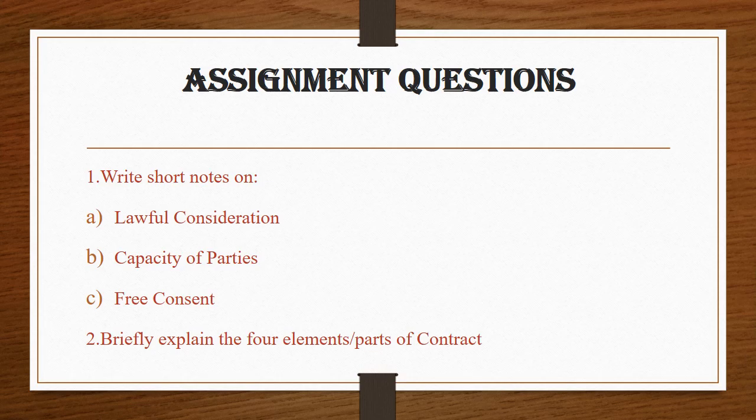And the second question is to briefly explain the four elements or parts of contract. You have to list out the four elements of contract, then explain the four elements or parts of contract briefly. Okay. Thank you. Stay safe.